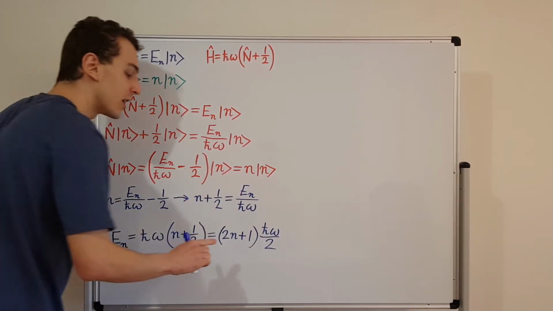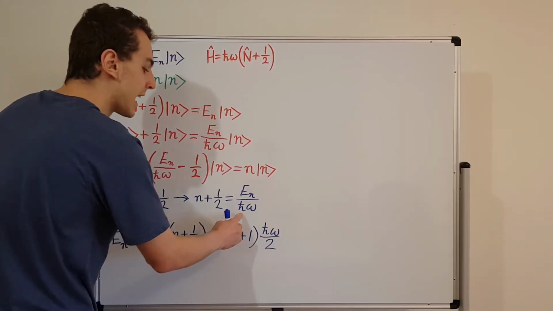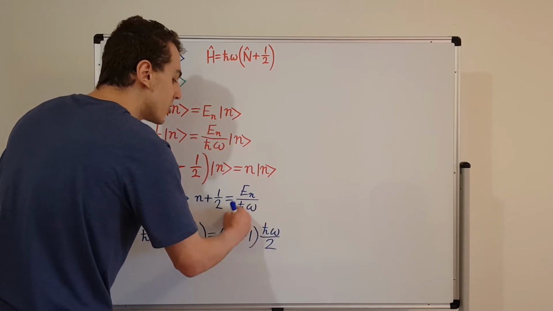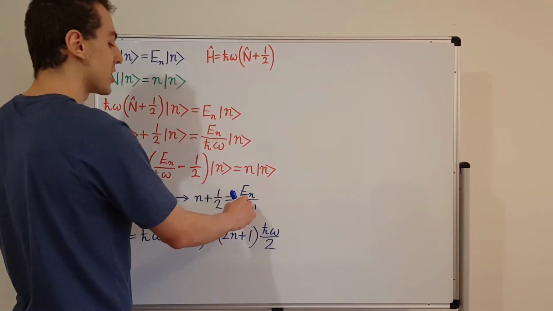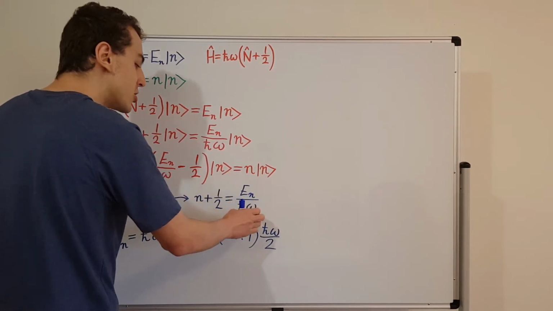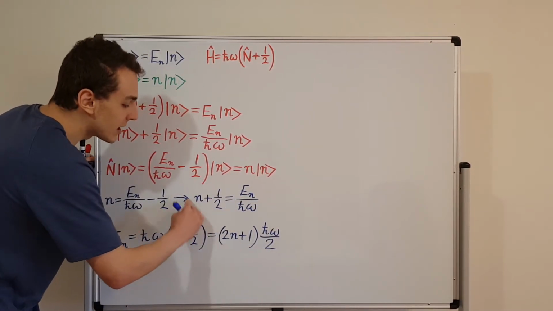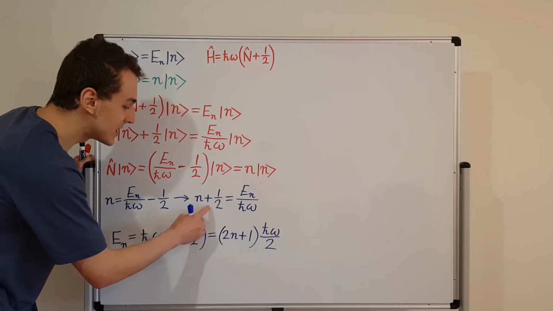And notice over here that the units cancel out. H bar omega has units of energy, and this is an energy eigenvalue that also has units of energy. So we have energy divided by energy, the units cancel, and over here we're left with a dimensionless quantity, right? Because this is just n.